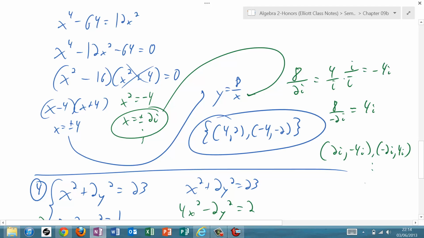So you'll see those in the answer key. I just didn't want to mess you up or confuse you with those.